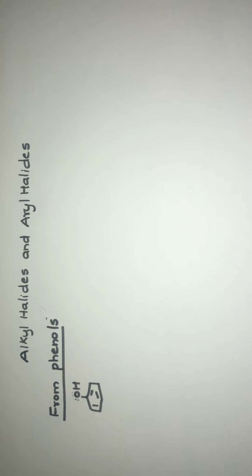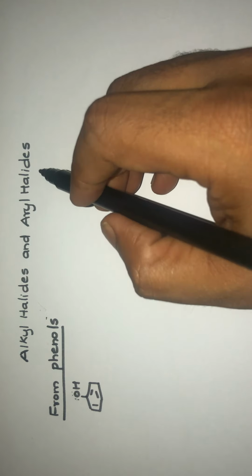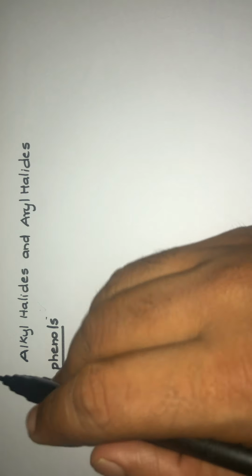Since it acquires partial double bond character, it is not easy to break this carbon-oxygen bond. The cleavage of the carbon-oxygen bond is difficult under normal conditions. That is why the aryl halide prepared by replacing this oxygen atom will be produced in very low yield, because of this carbon-oxygen bond which acquires a double bond character.